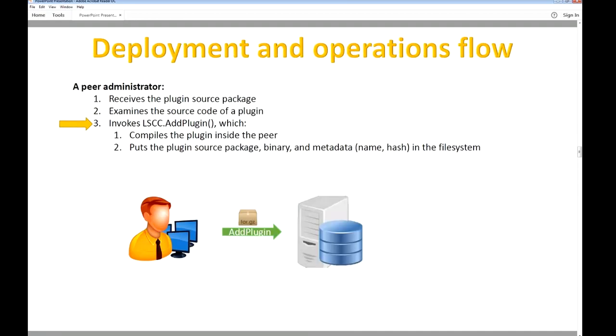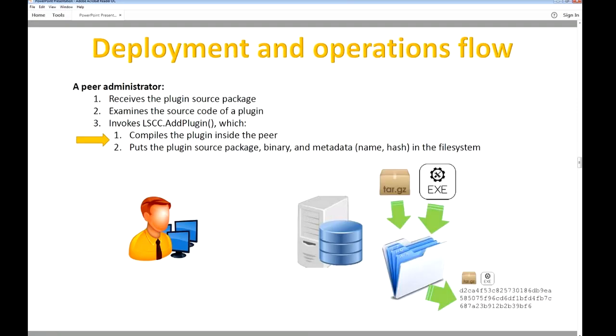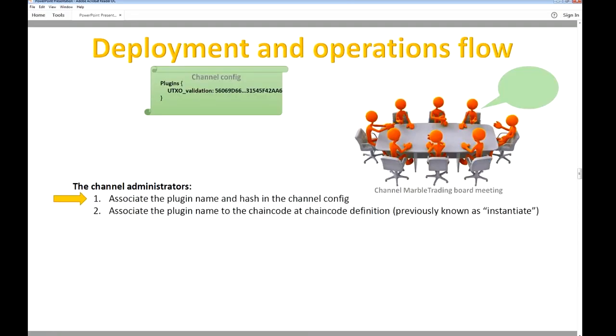After that, it invokes an add plugin on the peer, which causes the peer to, first of all, compile the plugin to its target architecture. After it compiles it, it puts it into the file system, both the source package and the binary, and also a mapping between the hash and the executable to run, so that when it sees that it needs to run a specific hash, which the channel consented upon, it would know which binary to launch.